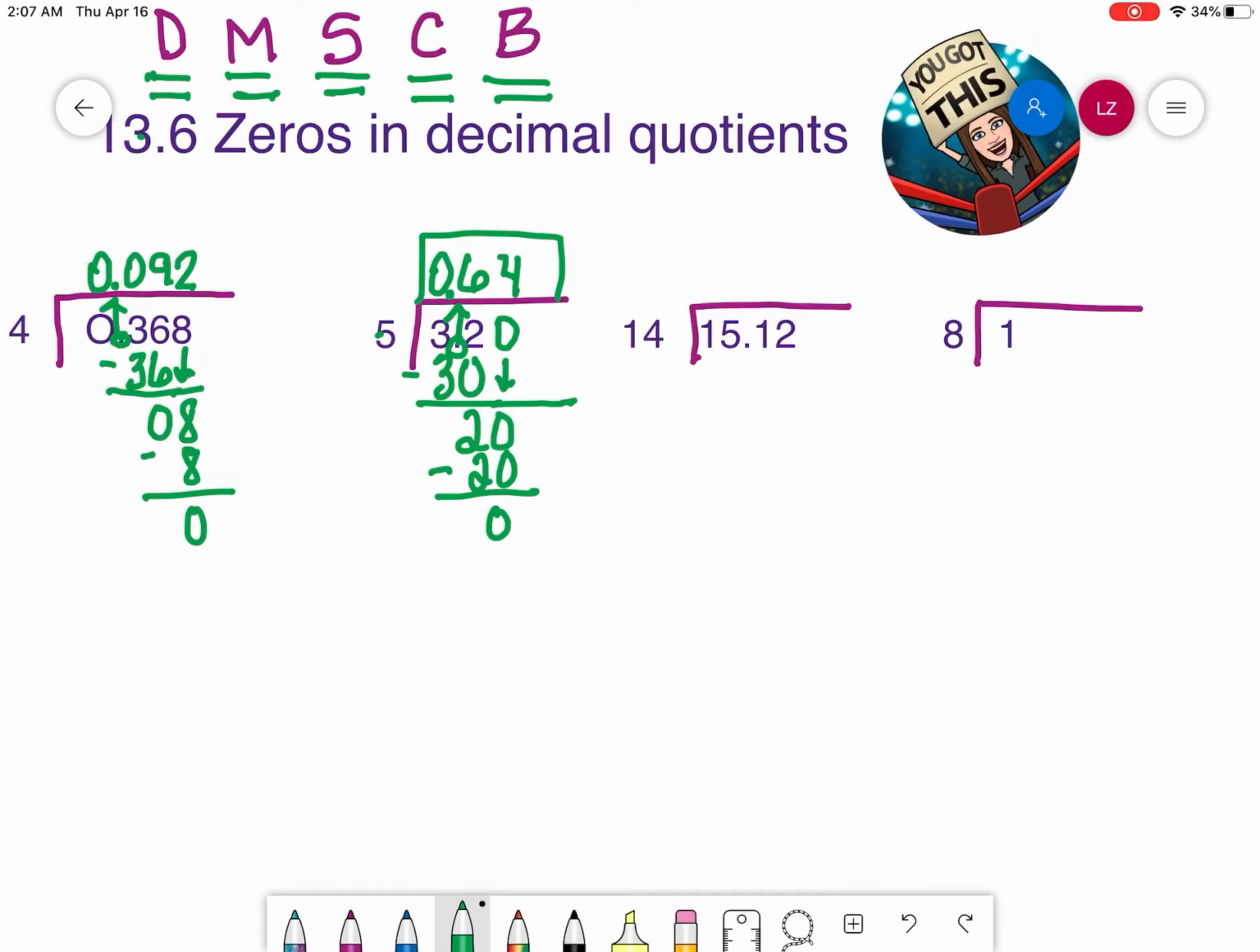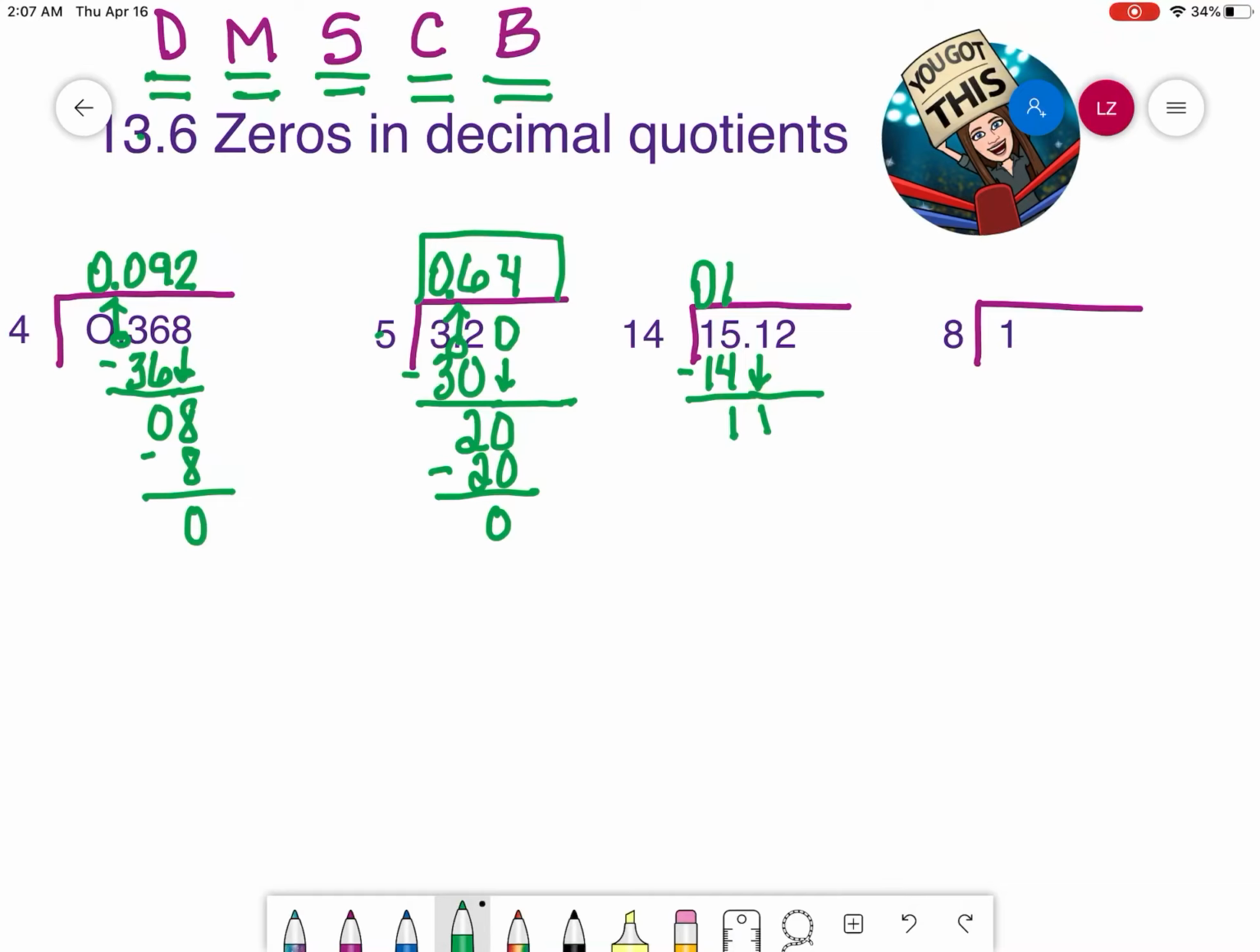All right, let's try this guy over here. 14 goes into 1 0 times. 14 goes into 15 once. Multiply, subtract, check. Yep, it's less than 14, and bring down. Okay, now we start over with what we brought down. 14 goes into 11. It doesn't.